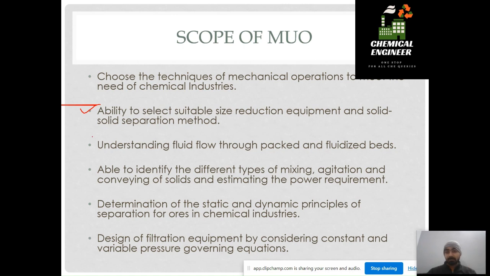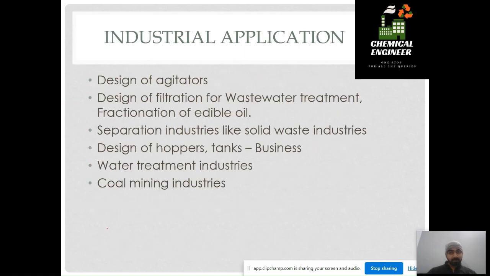Then you will be able to answer fluid flow operations, like which beds to use, which equipment to use for fluid flow. If this is a flow, then which equipment should you use for better reaction, better product conversion. That all you will be able to understand. Then you will be able to identify the different types of mixing, agitation and conveying of solids and their power requirement, that you will be learning in chapter 1 and 2. Then dynamic and principal separation, design of filtration, all those are your scope of mechanical unit operation.